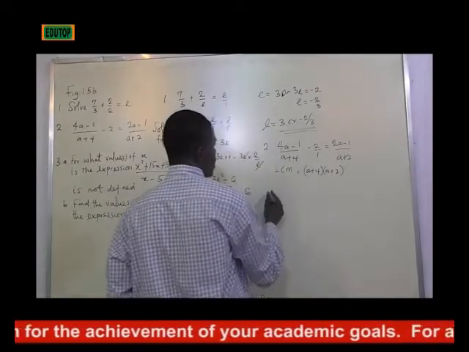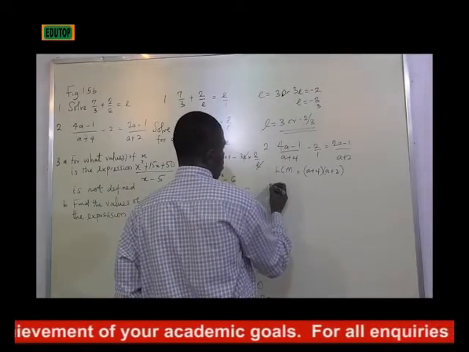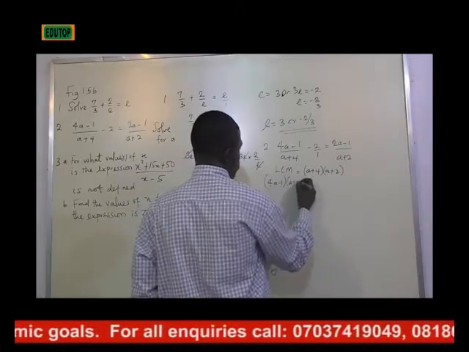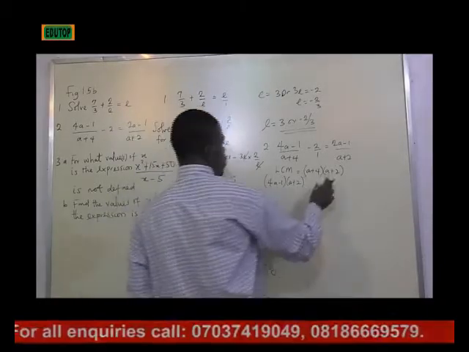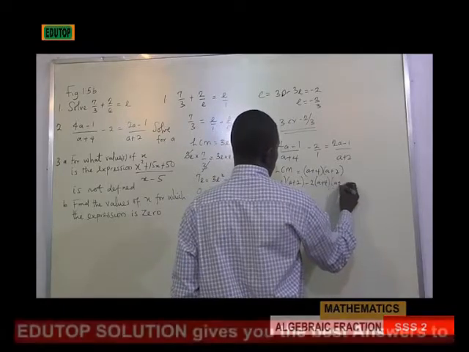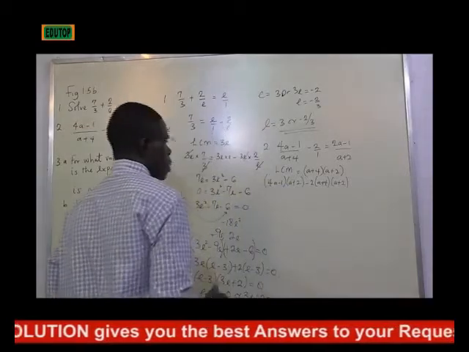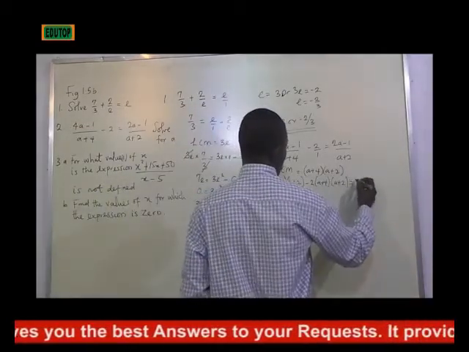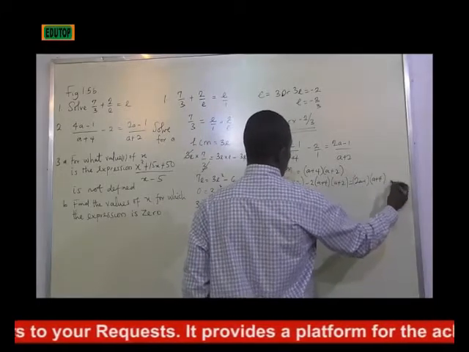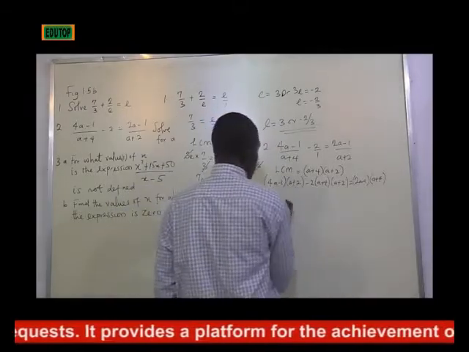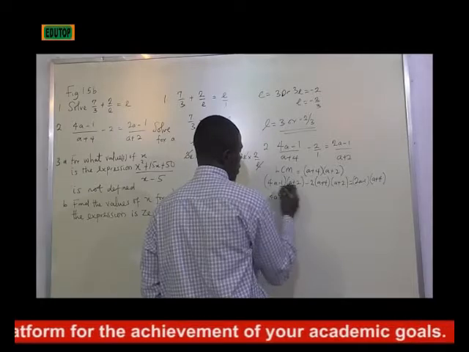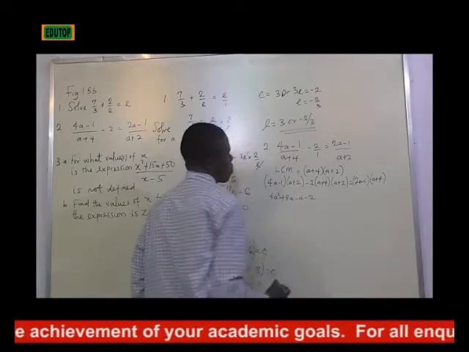If you use this to multiply this, automatically we are going to have this one cancel this, then we'll have 4a minus 1 into a plus 2. If you use this to multiply this, we have minus 2 into a plus 4, a plus 2. If you use this to multiply this, we have 2a minus 1 into a plus 4. If you open this, we have 4a squared plus 8a minus a minus 2.